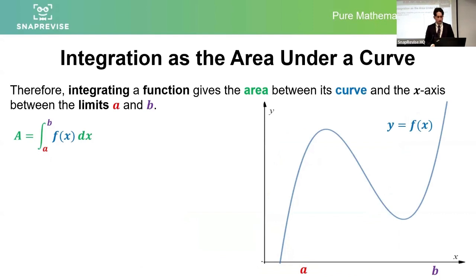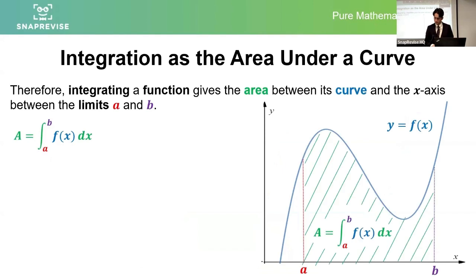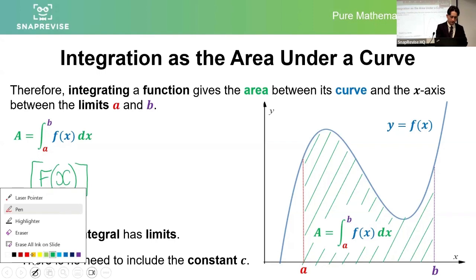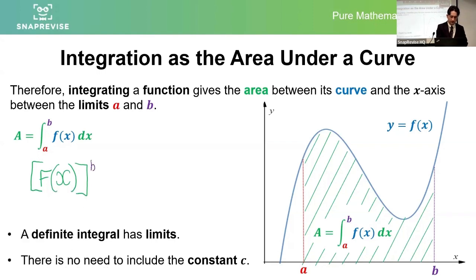Looking at this question, the integration of a function gives the area between the curve and the x-axis between those limits. This is another thing to remember. When you're doing an area, you don't put plus c, because first of all, it's a subtraction, so the c's would cancel anyway, but also that's a different use of integration. It's for a different mechanism.